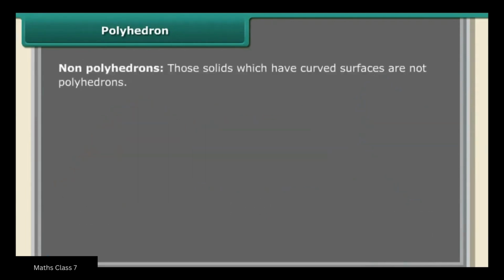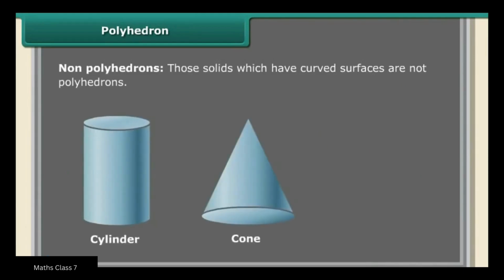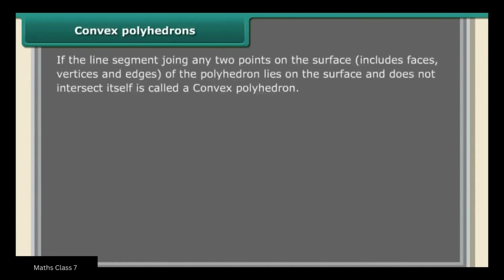Non-polyhedrons: those solids which have curved surfaces are not polyhedrons. Cylinder, cone, sphere. Convex polyhedrons: if the line segment joining any two points on the surface, including faces, vertices and edges of the polyhedron, lies on the surface and does not intersect itself, it is called a convex polyhedron.